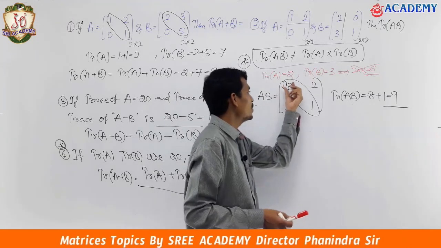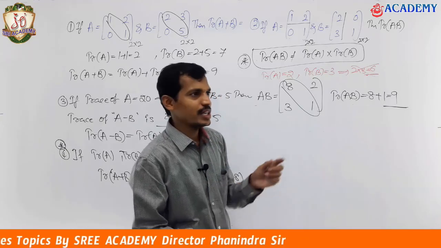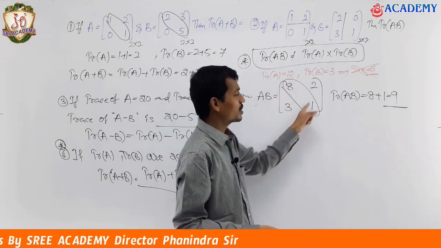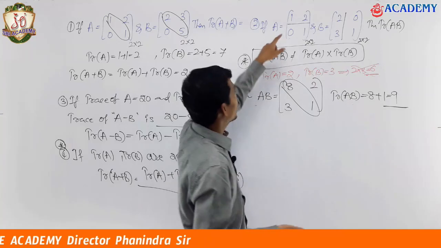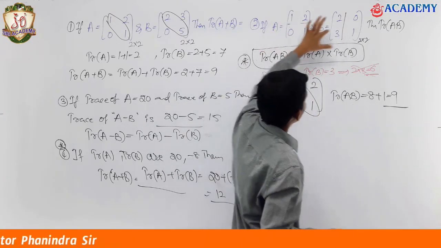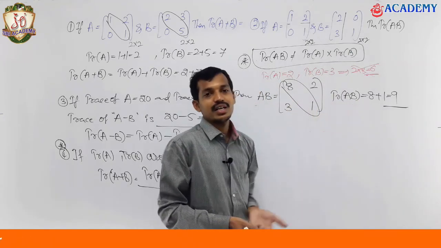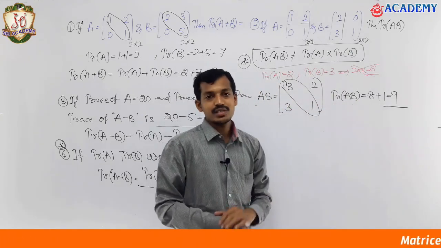Simply take the principal diagonal elements, which means the first row first column element and the second row second column element. How will you get them? Multiply the first row with the first column for the first element, and the second row with the second column for the second element. Directly, if you write those two elements, there is no problem.